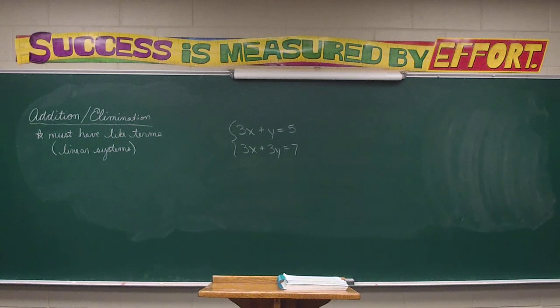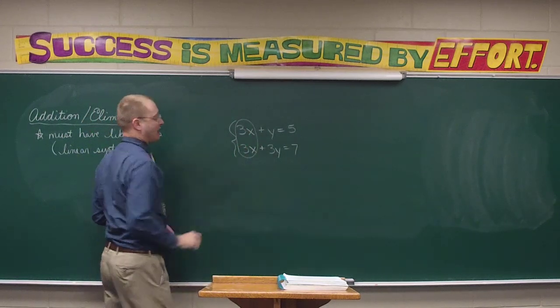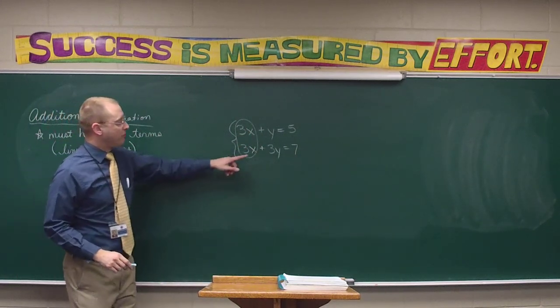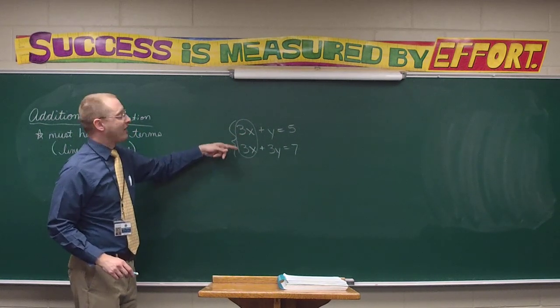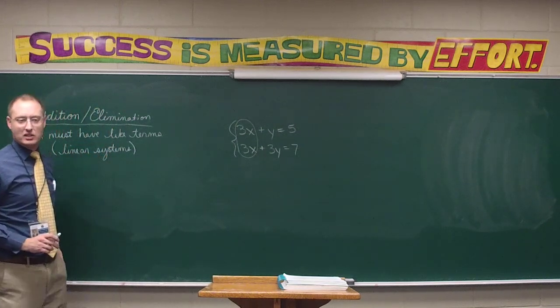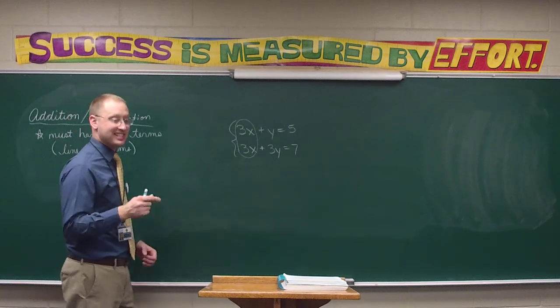Step number 2, pick a variable, x or y, to eliminate. Hence the name Elimination Method. Now, under number 2, a couple of things. I'm going to pick the 3x to eliminate because there are 2 requirements on what you're going to get rid of. The 2 variables must have the same number, and they also must have opposite signs.